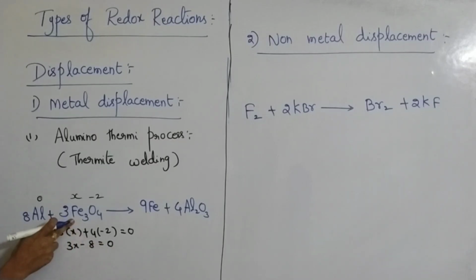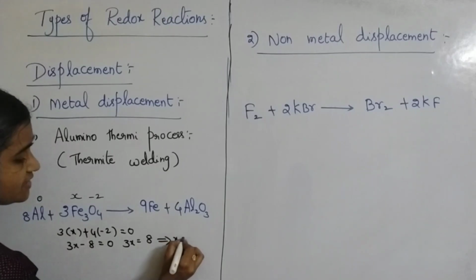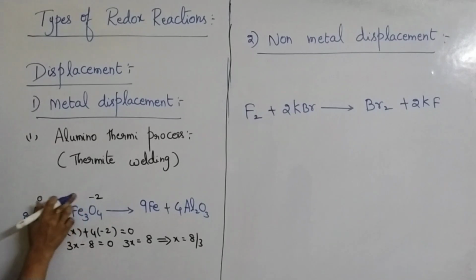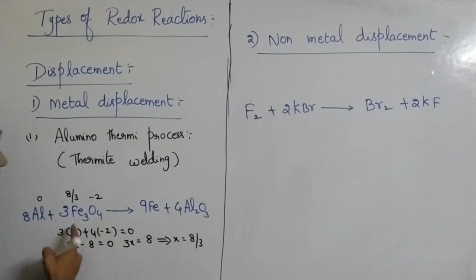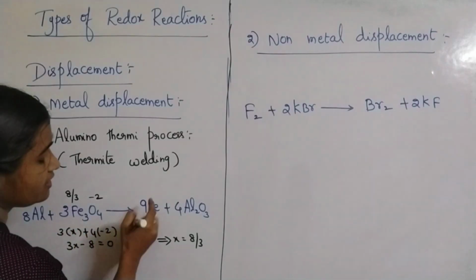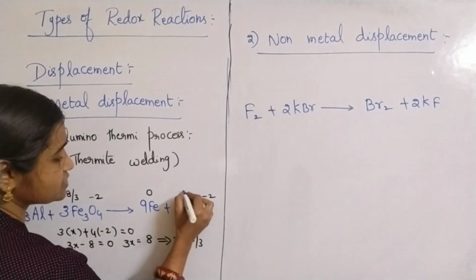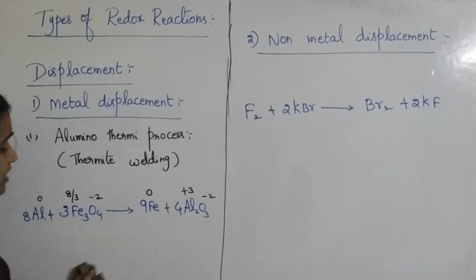This is a mixed oxide, as we have studied. So 3x is equal to 8. That implies x is equal to 8/3. So if oxygen's oxidation number is -2, here iron's oxidation number is 8/3. Iron's oxidation number is 8/3. Now the other iron is in elemental state, so 0. Here oxygen is -2 and aluminium is +3. So 8/3 is almost around 2.6, isn't it? 8/3 means it's almost around 2.6.